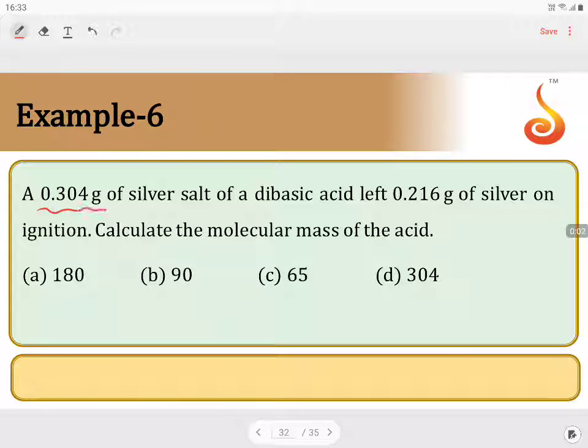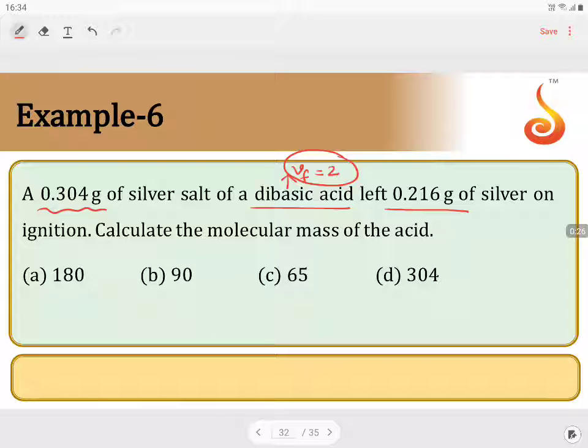A 0.304 grams of silver salt of a dibasic acid leaves 0.216 grams of silver on ignition. Calculate the molecular mass of the acid. According to the data, they have mentioned dibasic acid, which clearly indicates the valency factor is equal to 2.